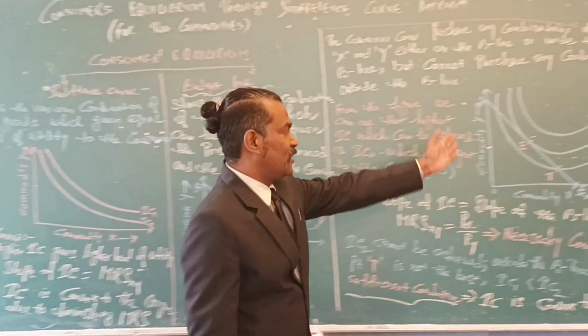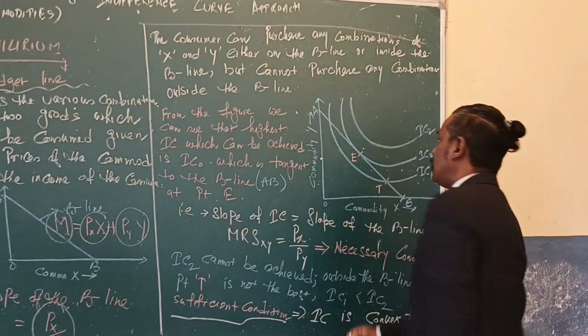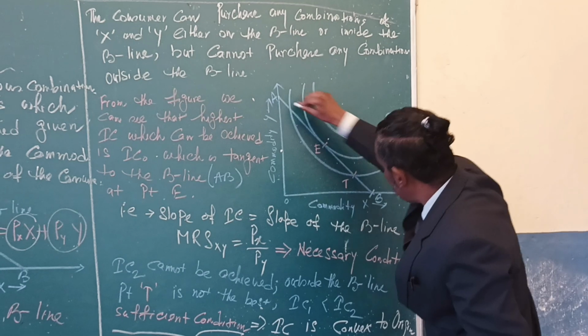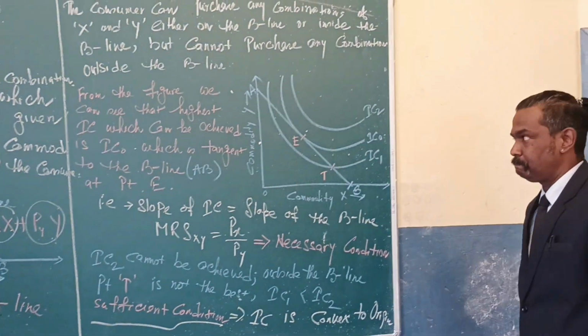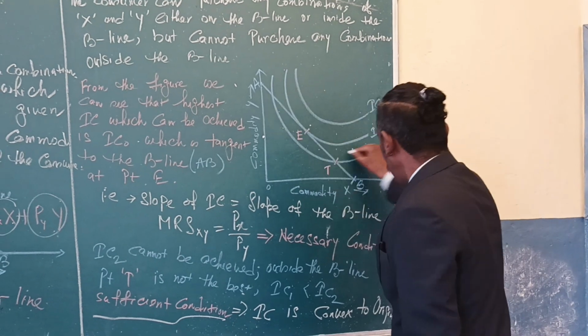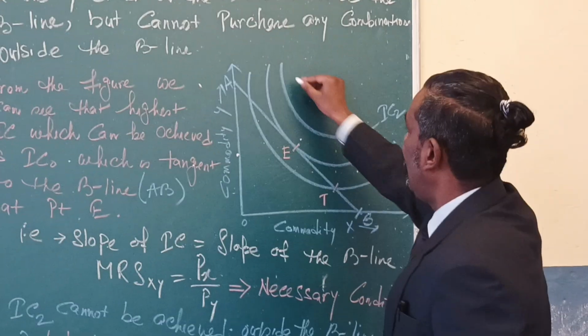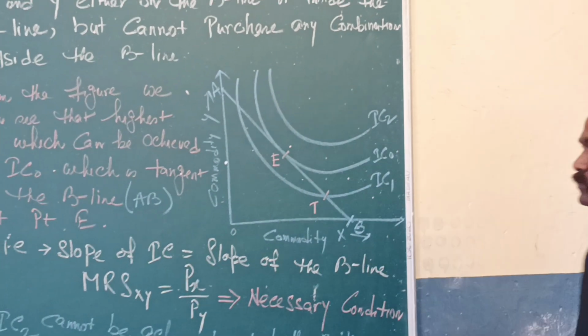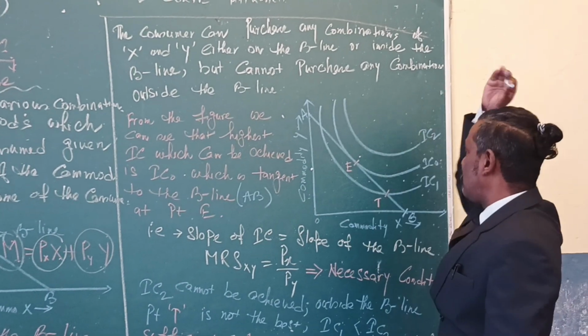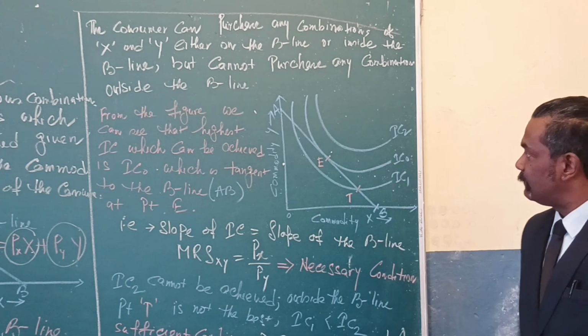Let us come to this figure. Suppose, for example, the budget line of the consumer is AB, and there are three indifference curves: IC0, IC1 and IC2. What will be the aim of the consumer? To reach the maximum level of indifference.